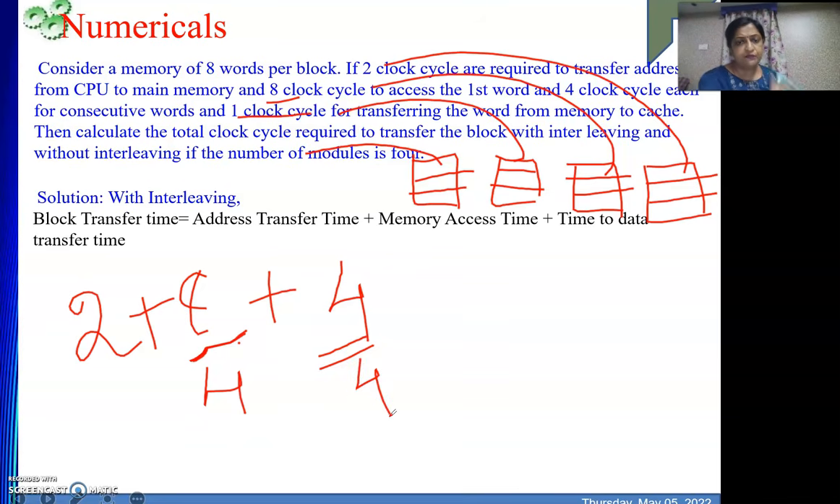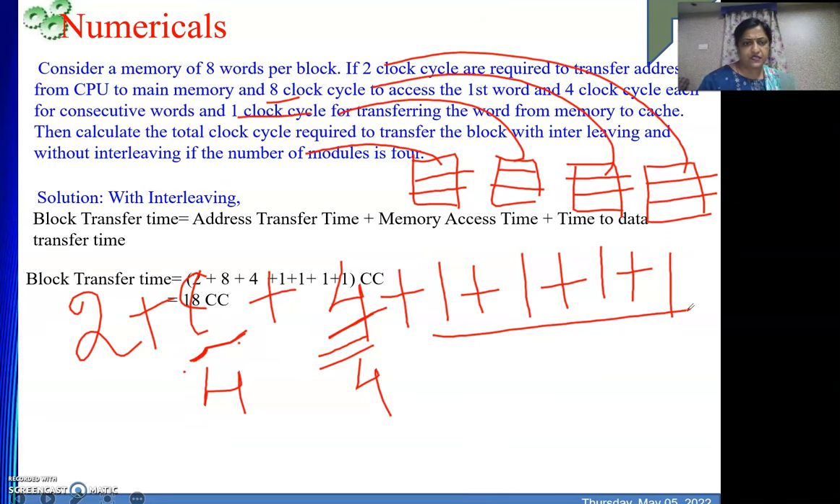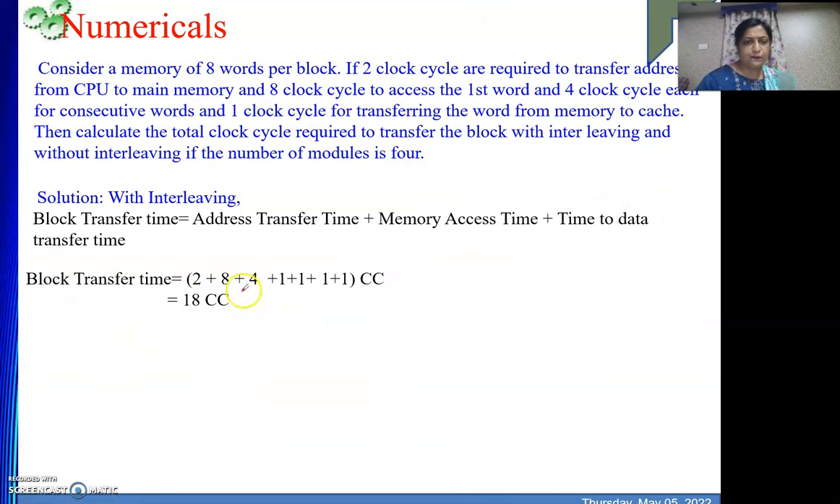Now we need to send them to the cache memory, and each will take one clock cycle. I can't do this work in parallel with anything because I don't need to do anything more. I need to transfer a block of size 8 words. So 4 already sent, another 4 I need to send here. So total another 4. Hope this explanation is clear. So 2 plus 8 plus 4, plus 1 plus 1 plus 1 plus 1, all these clock cycles are required. The total sum is 18 clock cycles when we are doing interleaving.